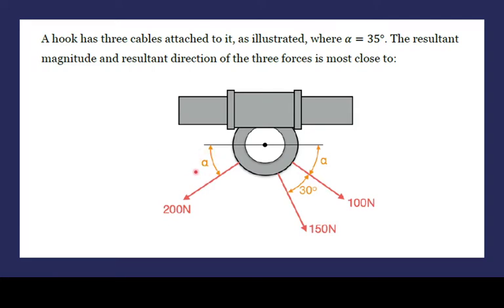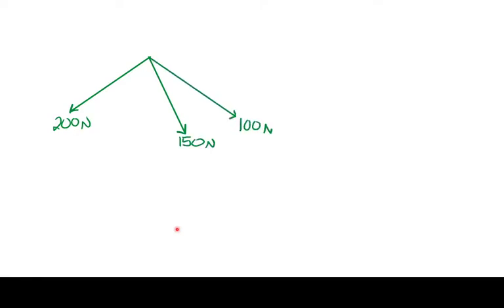Alpha is 35 degrees. And then we have our 30 degrees here. Looks like we don't have to solve for any forces. They're given to us. So let's go ahead and get started. We'll start out by drawing our free body diagram. We'll draw our forces out here: our 200 newtons, our 150 newtons, and our 100 newtons.